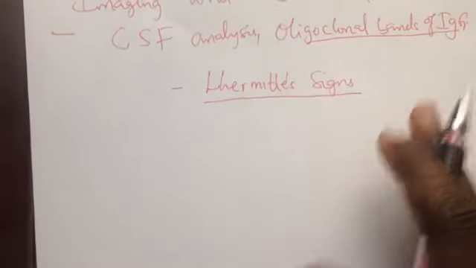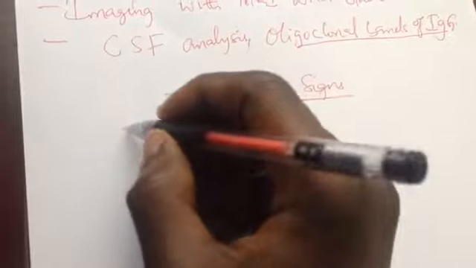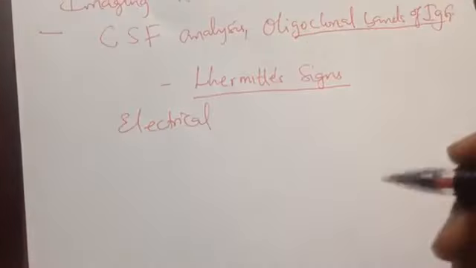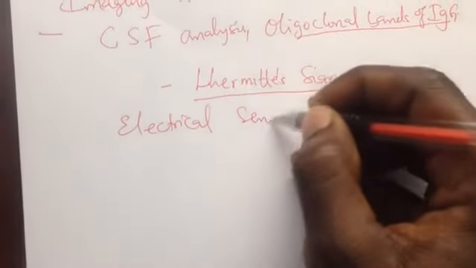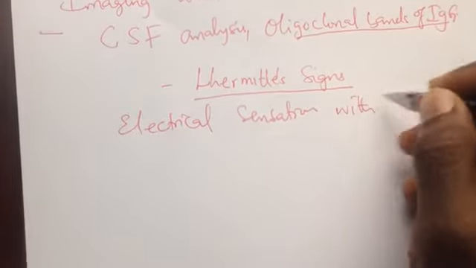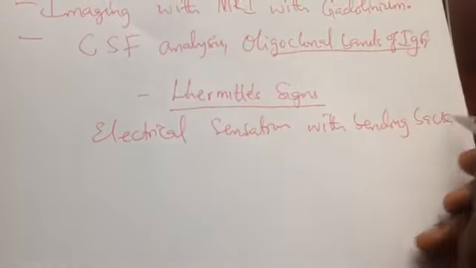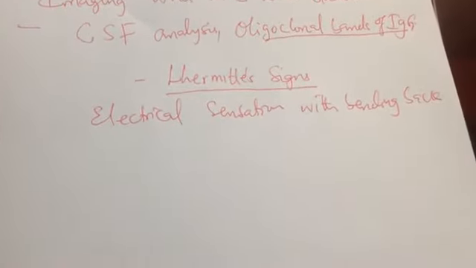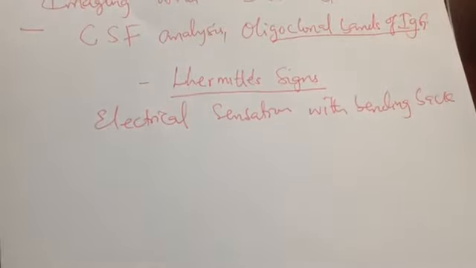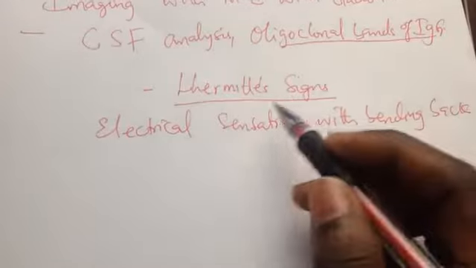So Lhermitte's sign is that when the patient is bending the neck forward, there is an electrical sensation that runs down the back. So when the patient bends, he will experience an electrical sensation that runs down from the top of his back, right? So this is called Lhermitte's sign.